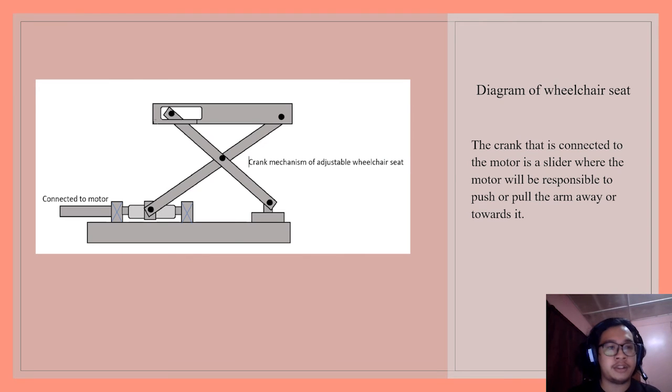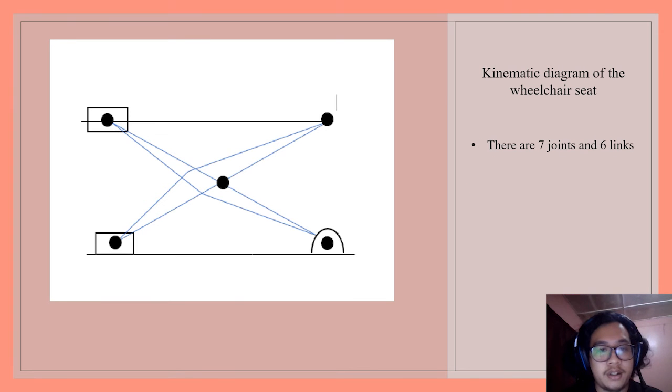This is our diagram of the wheelchair seat, in which the crank is connected to the motor as a slider, where the motor will be responsible to push and pull the arm away or towards it. This is our kinematic diagram of the wheelchair seat, and as you can see from the kinematic diagram, there are 7 joints and 6 links.